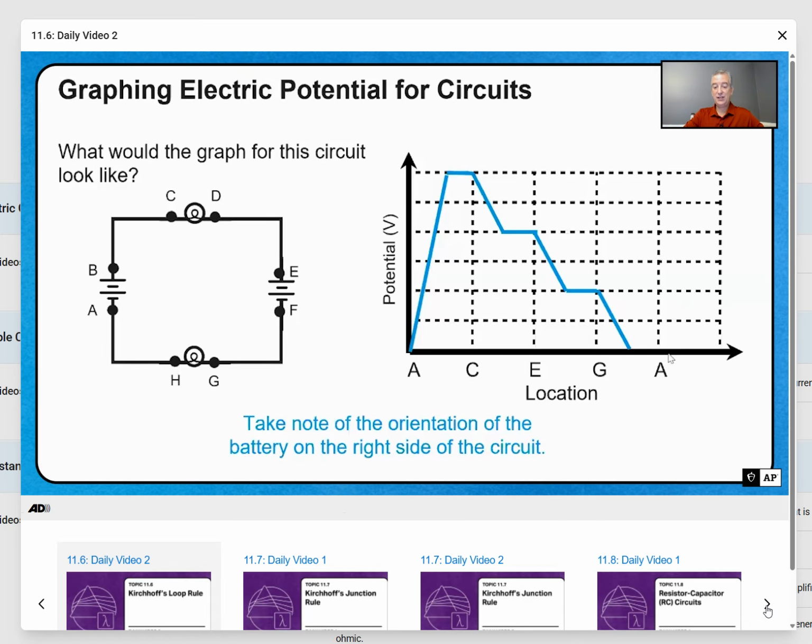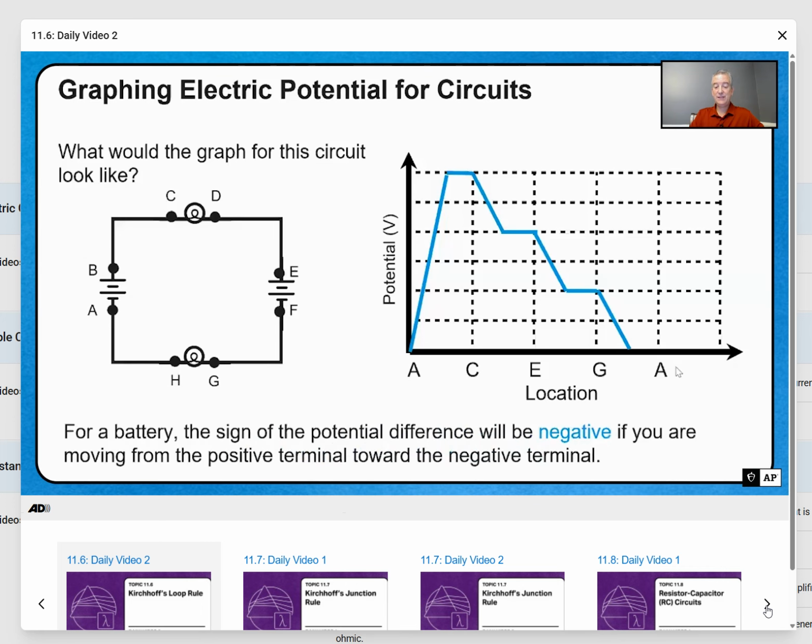When we go from F to G, again, ideal wires, there will be no change in electric potential. And then from G to H, a light bulb is encountered, and we will lose electric potential again and return back to the battery at A. So for a battery, the sign of potential difference will be negative if you are moving from the positive terminal toward the negative terminal. So let's practice.